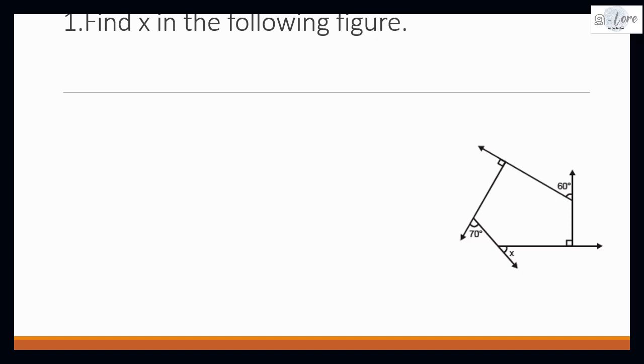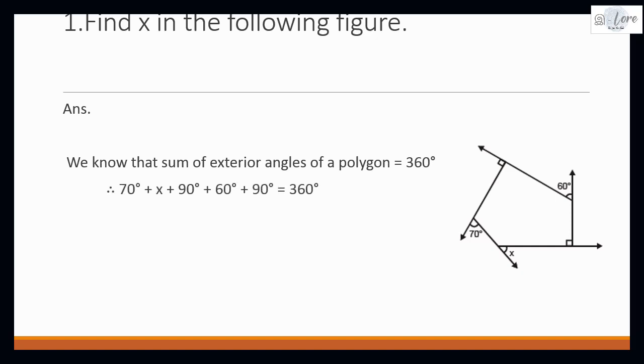Find x in the following figure. Now the second figure, the figure has 5 sides. 70 degree, x degree, the third side will be 90 degree. Interior angle will be given. You can use a linear pair, find the exterior, and so on. We know that the sum of the exterior angles of a polygon is equal to 360 degree. So 70 plus x plus 90 plus 60 plus 90, already given exterior, is equal to 360 degree.